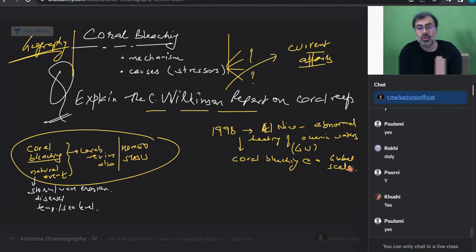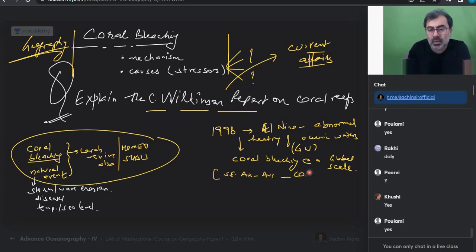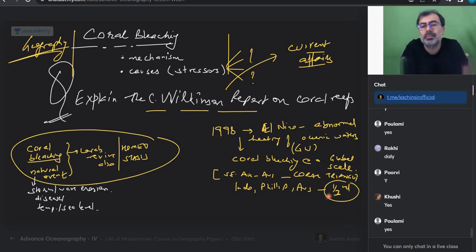Get it? So if you remember, recently while doing the PYQs, I told my students, सबसे ज़्यादा coral world में is in Southeast Asia, Australia region. Coral triangle भी बोल लो उसको. Yes. So it was Indonesia, Philippines, and Australia. Together, around 1/3 of the world's coral is with them. Is everyone okay?